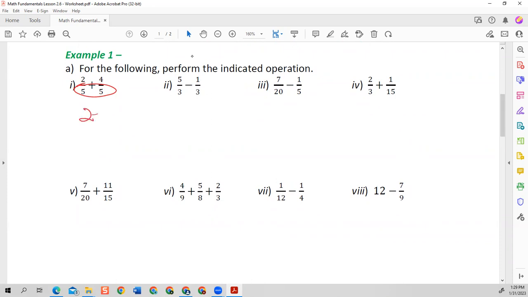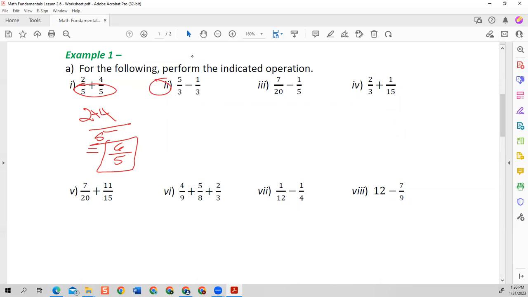So that means we're going to have 2 plus 4 over that 5. 2 plus 4 is 6. And you always reduce if possible. 6/5 does not reduce, so that'd be my final answer unless you're asked to write it as a mixed number since it's an improper fraction. So be sure and read.